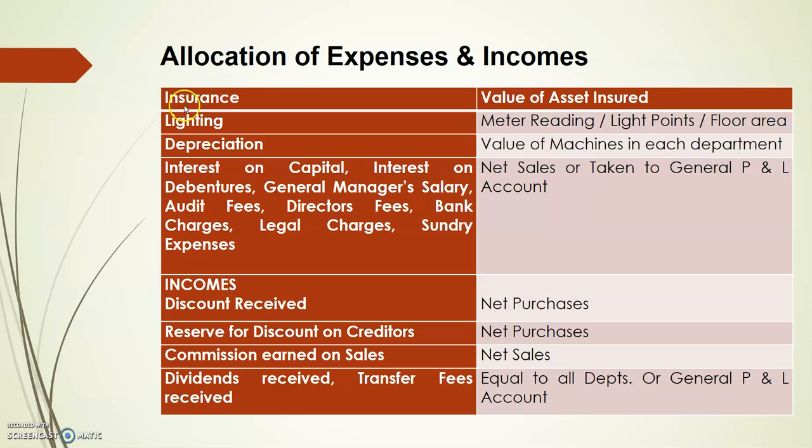Then next one is insurance, which is based on the value of assets insured. What is the value of asset insured? Based on that we have to allocate these expenses. Then lighting, that is electricity charges, depends on the actual meter reading of each department, or the light points, how many light points are there in each department, or floor area. This depends upon the information given in the problem, so we have to solve based on the problem.